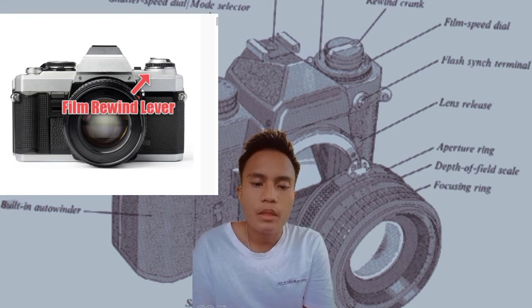The back cover is forced closed using a mechanical lock to prevent accidentally opening the back of the camera and exposing the film to light. To open it, you have to work the release mechanism. That release mechanism is combined with this film rewind lever.